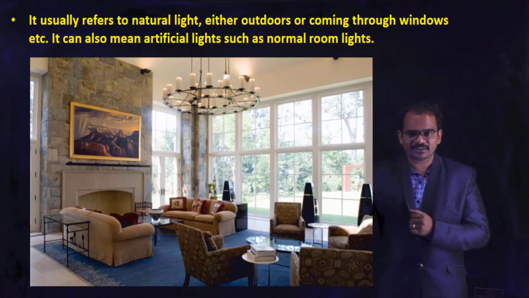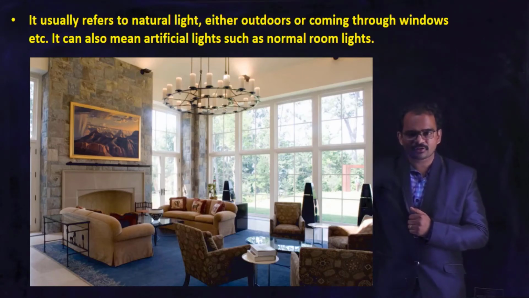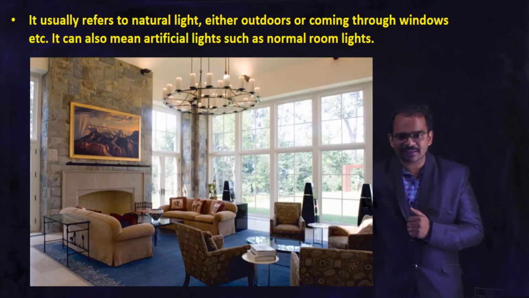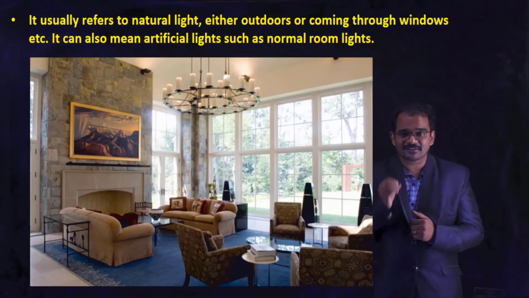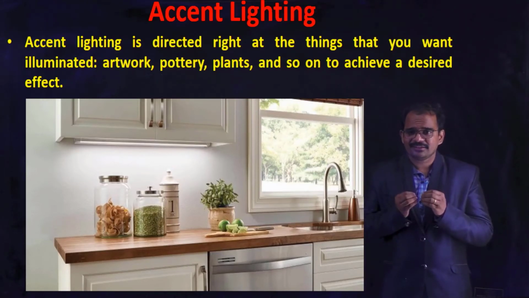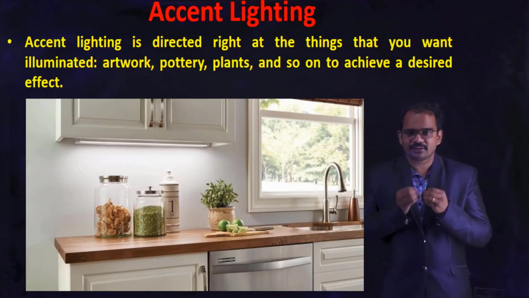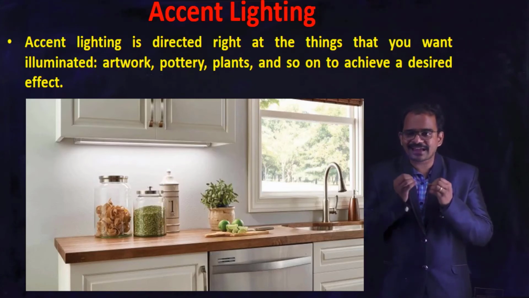So in the picture you can clearly observe that the light is coming from the windows as well as from lights in the room, and the lighting which is coming from these two things is nothing but ambient lighting before you artificially illuminate a room separately. And the second kind of lighting is accent lighting. Accent lighting is a directed light at the things that you want to be illuminated. For example, artwork, pottery, plants and so on, to achieve a desired effect.